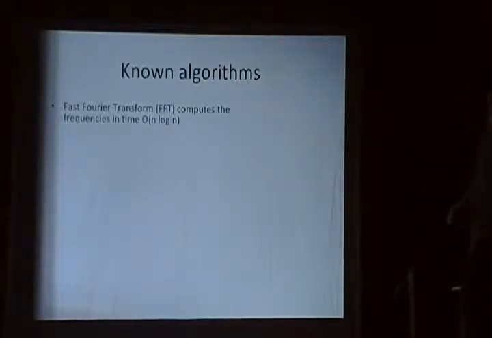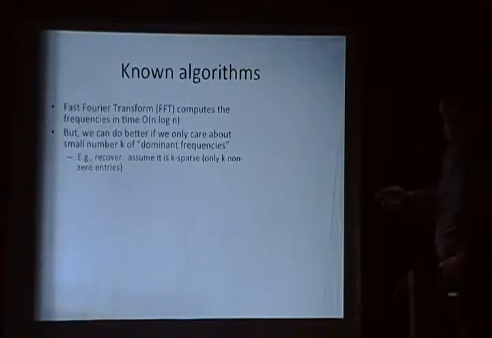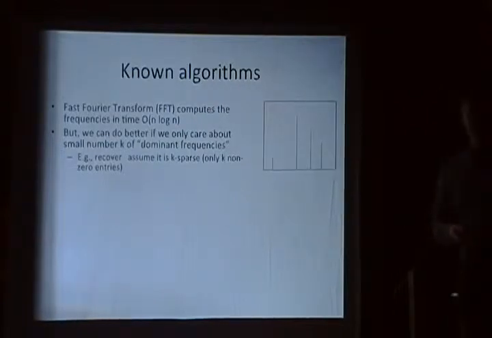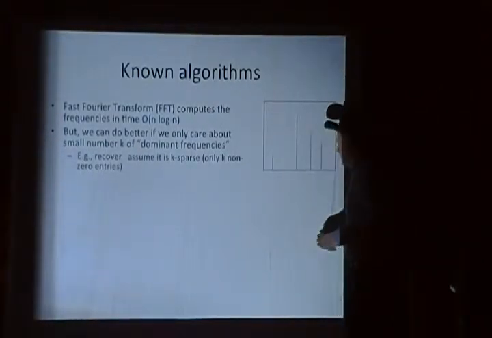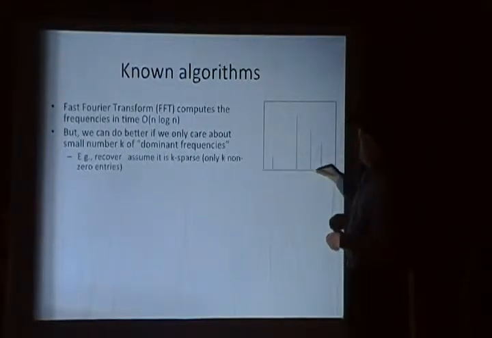However, what has been known for quite some time is that one can actually perform this task much faster if we assume something extra about the data. In particular, if we assume that the spectrum of the signal that we want to compute the Fourier transform of is sparse, or approximately sparse. I will define this notion of dominant frequencies and sparsity in a moment. For now, it's probably simplest to just think about exact sparsity. So in this case, this is how the spectrum would look. We have k non-zero entries, and everything else is 0.